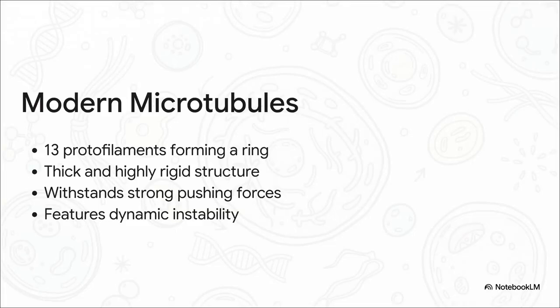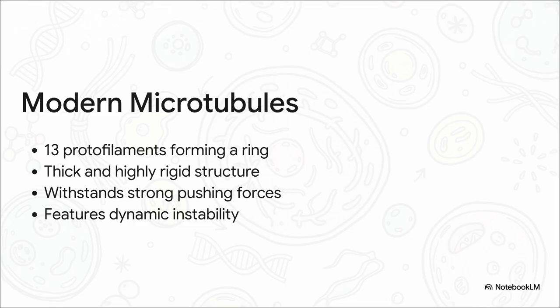Now, modern eukaryotic microtubules, like the ones found in humans and other complex organisms, are seriously intricate. They are typically built from 13 individual fiber lines called protofilaments, and these are arranged in a thick, continuous ring. Because of this incredibly robust 13-filament design, they're super rigid. They can withstand strong pushing forces, usually around 3 to 4 piconewtons, and they also have this vital feature called dynamic instability. That basically means they aren't just static poles, they're constantly, rapidly growing and shrinking to explore the space inside the cell, all driven by chemical energy.